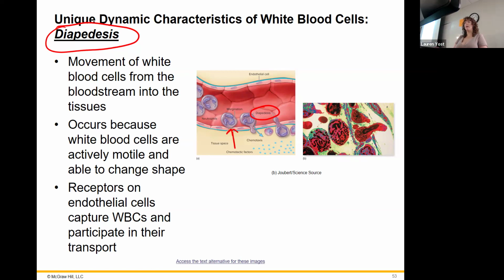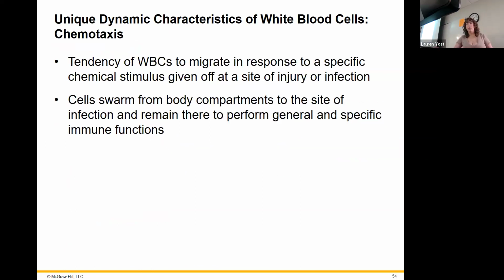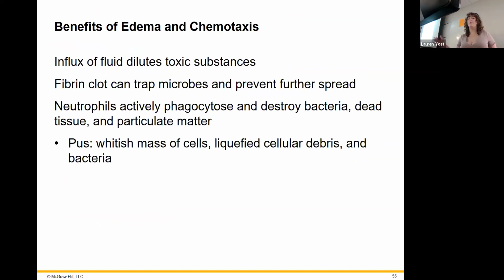They change their shape and literally just squeeze through. And then move by chemotaxis. We kind of already know this. It's going to be chemical signals, and they'll move based on those signals, as will the fluid itself.